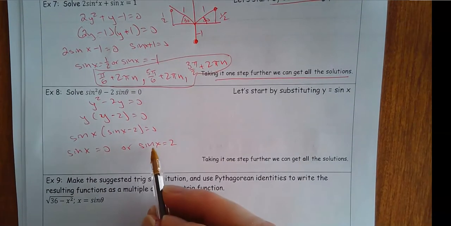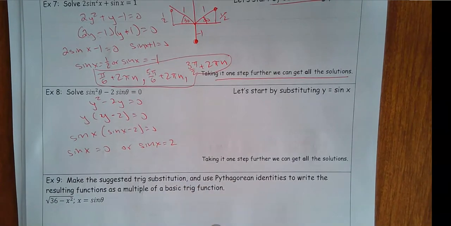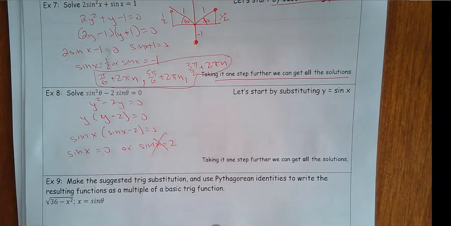Now remember, sine and cosine, the range is from negative 1 to 1. This could never happen, so I'm just going to throw that out. There's no answers coming from that one.